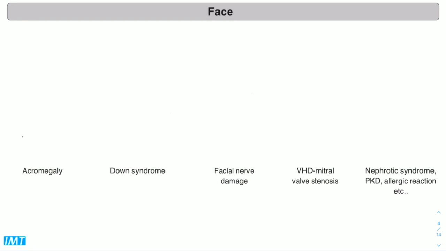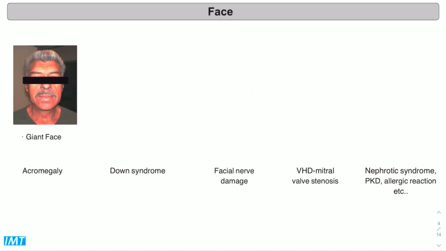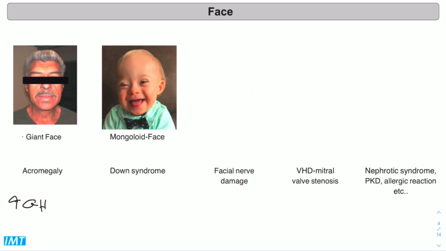Next, let's talk about the acromegalic face, which is called the giant face. As you can see here, giant face. And acromegaly is mainly due to an increase of growth hormone. Okay. Next, we have Down syndrome. It's called the mongoloid face. You can identify it directly. It's a genetic predisposition, called trisomy.